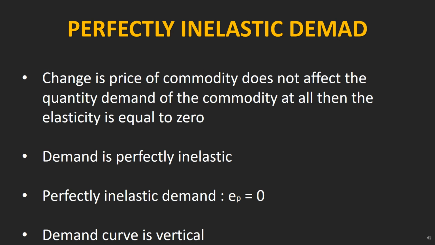Next one, perfectly inelastic demand. What is perfectly inelastic demand? If a change in price of a commodity does not affect the quantity demanded of the commodity at all, then the elasticity is equal to 0. Change in price of the commodity does not affect the quantity demanded, so that's why it is perfectly inelastic demand. EP is equal to 0. The demand curve is a vertical line.